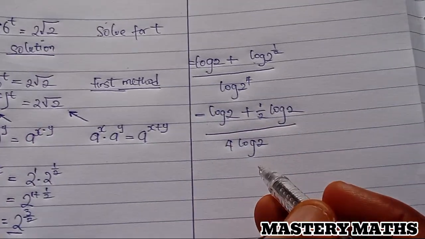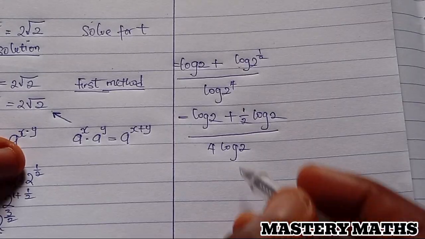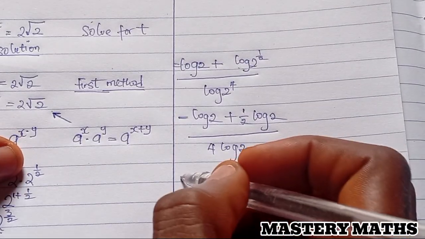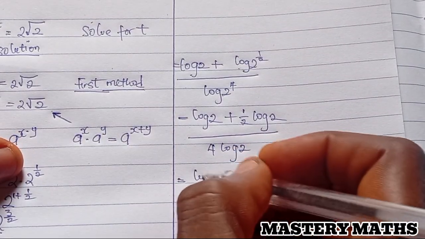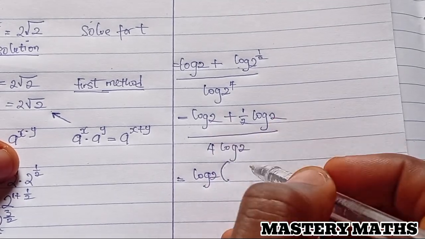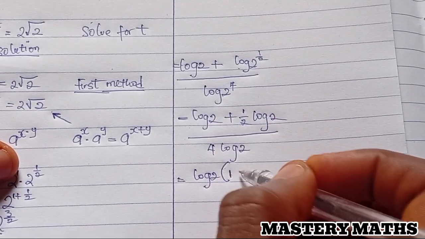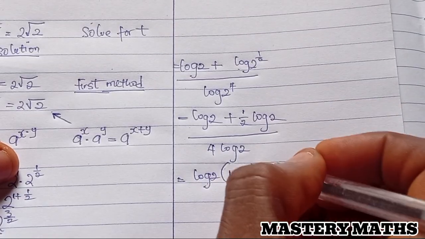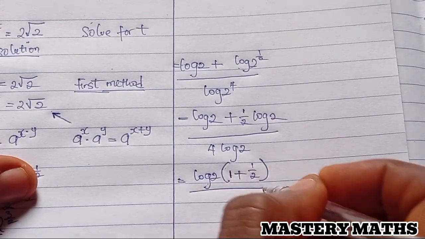So what we need to do, we need to find the common factor. The common factor there is log 2. You put your log 2 outside, you open the bracket. When log 2 cancels out log 2, what is remaining is 1, plus log 2 going into log 2, what is remaining is half.